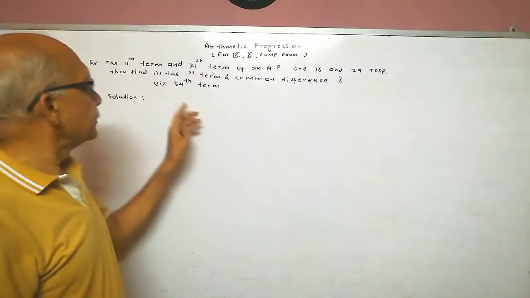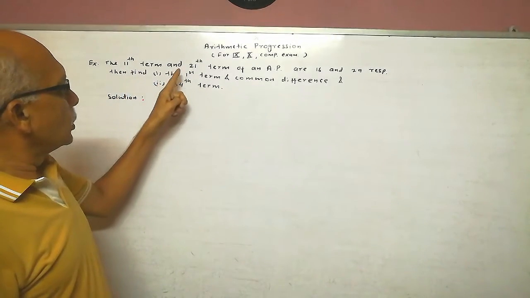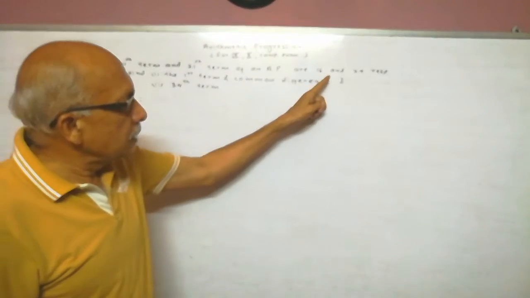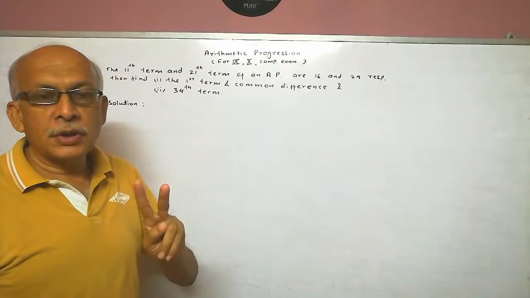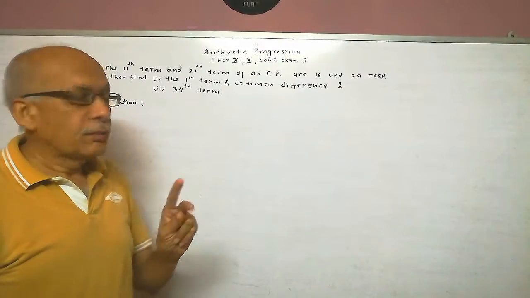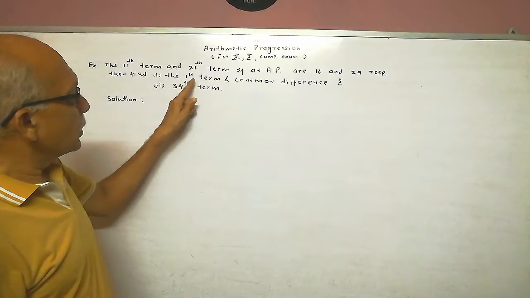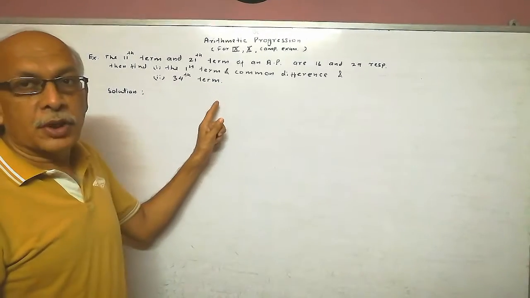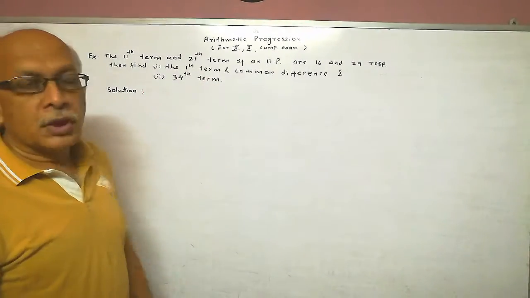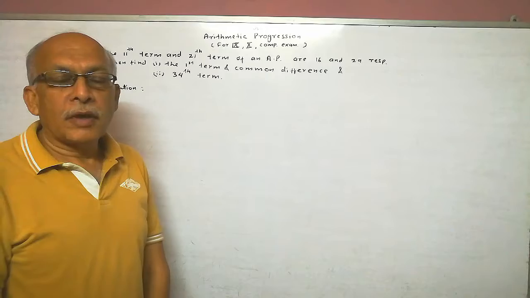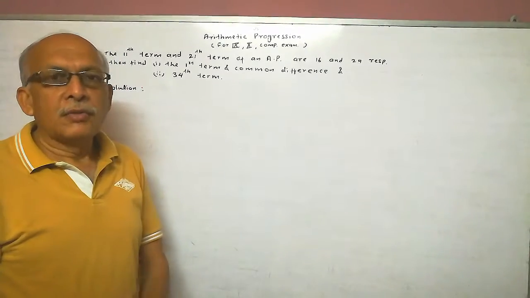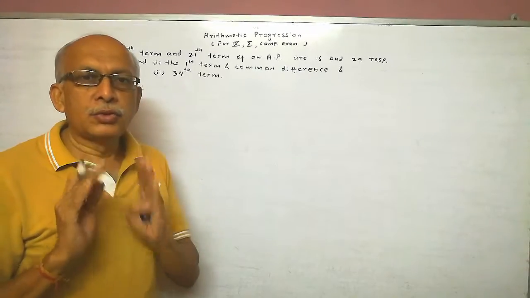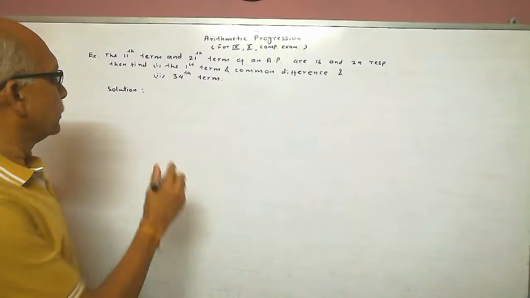The problem is: the 11th term and the 21st term of the AP are 16 and 29 respectively. So you have been given two terms of the AP and we have to find the first term and common difference. Second question, the 34th term also we have to find out. Now this solution we can obtain from the formula of the nth term of the AP. So first of all, we will write the given in notation form and the formula, and then we'll use the formula.